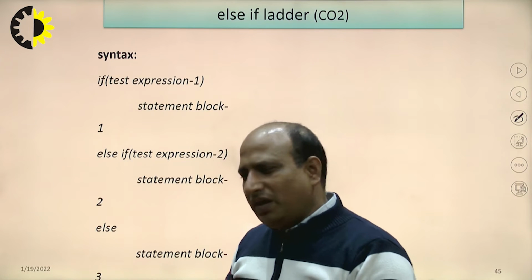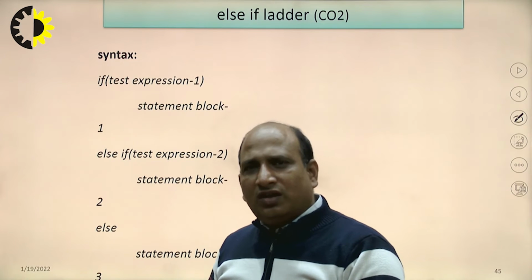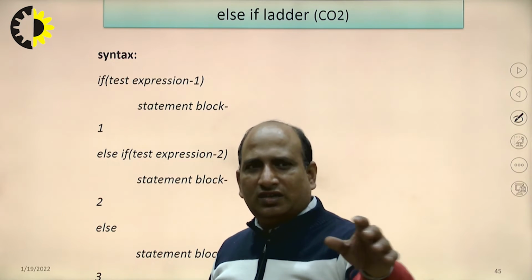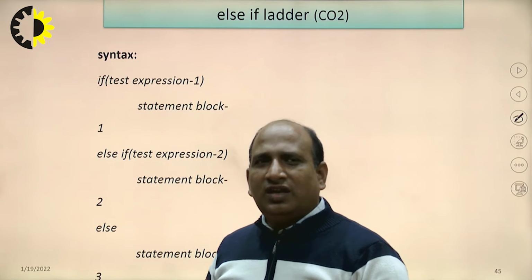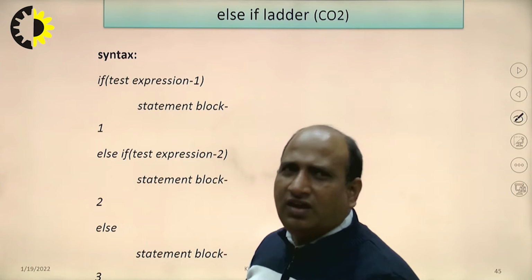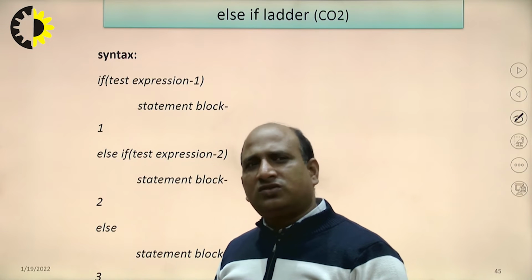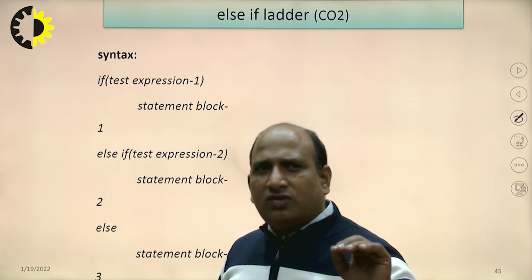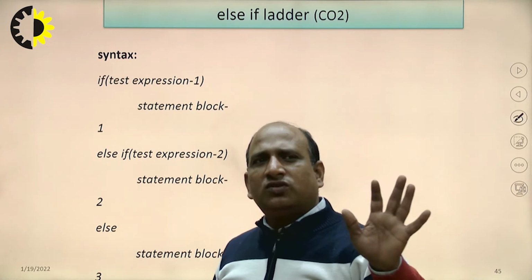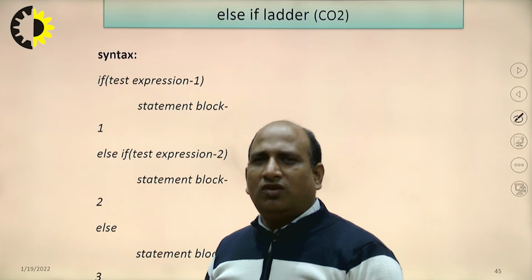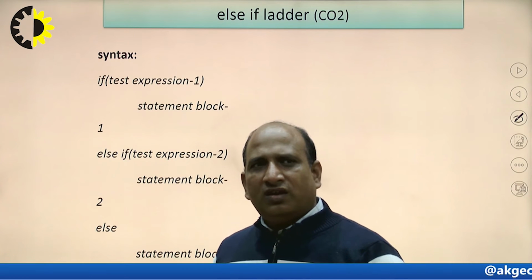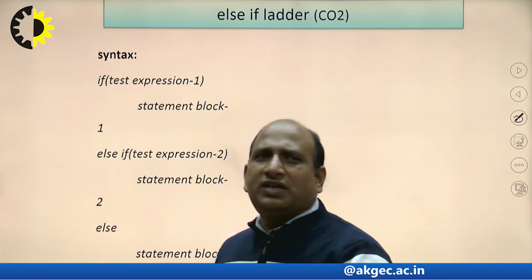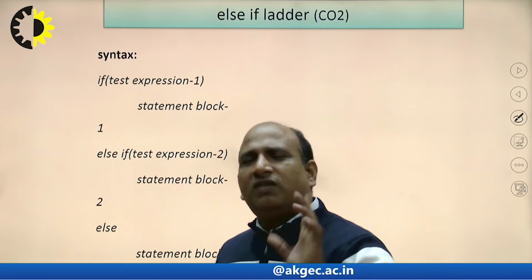Means by default, if you want to execute code when none of the conditions is satisfied, that code will be written at the last. And here I have written statement block 3. Statement block 3 will execute when neither test expression 1 is true nor test expression 2 is true. If test expression 1 is true, statement block 1 will execute and the rest of the code will not execute. Test expression 2 will only be tested if test expression 1 becomes false.